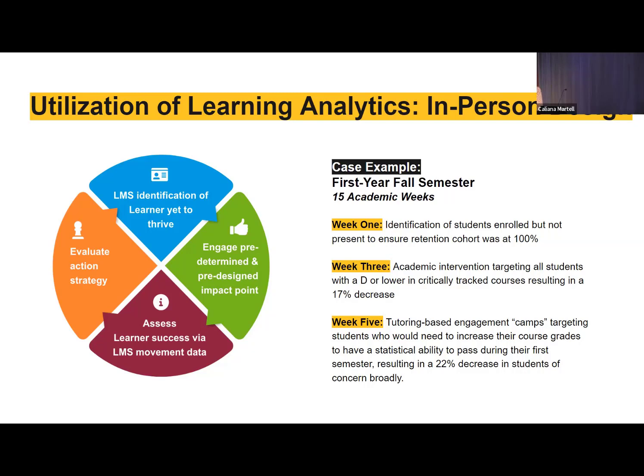Okay, academic intervention. The week 3, targeting all students with D or lower and clearly track courses, resulting in a 17% decrease in those students of concern. So this was just pizza and tutors. That was it. Got USAP tutors in the room, got a bunch of pizza in the room, and we just had the folks hang out together and catch up in the course. And by the end of that one intervention, we had 17% students. And the cohort, the first year cohort that year on ground was 3,900 students. It was the mandated course and all students were enrolled in if they were not there students. So 17% decrease in students concerned was pretty significant for who we were impacting.